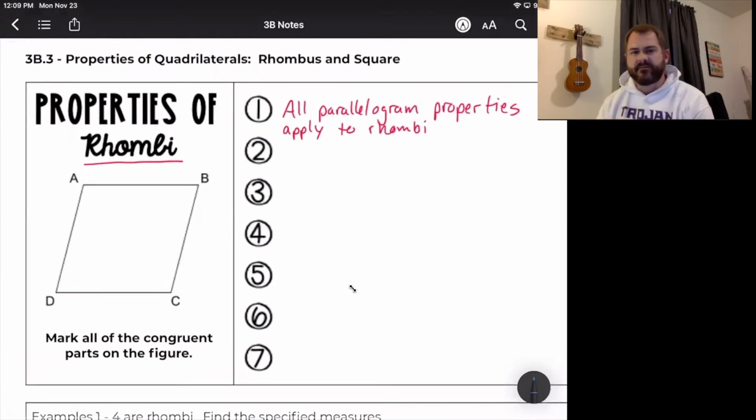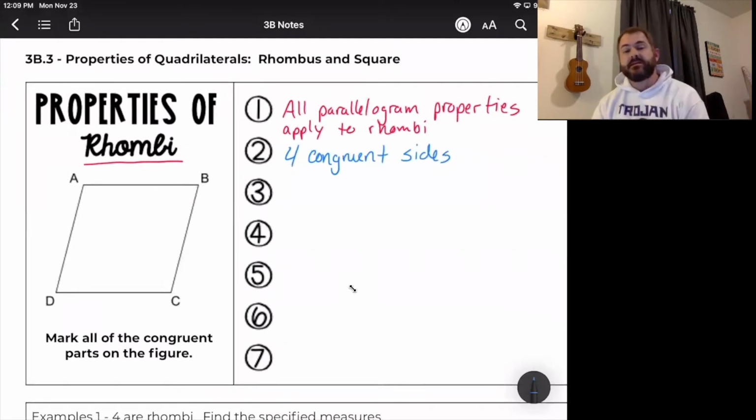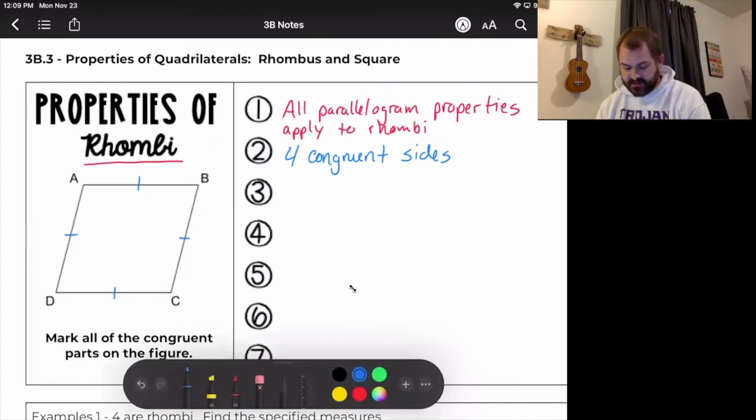Here's the first unique property of rhombi. And that is that there are four congruent sides. Since all four sides are congruent, we could mark it like this with the same tick marks on all four sides. They're all the same length. AB is congruent to BC, which is also congruent to CD, which is also congruent to AD. Now we have some other unique characteristics of a rhombus, and we're going to look at those now.